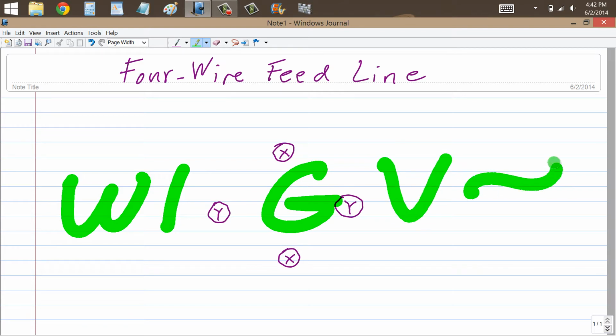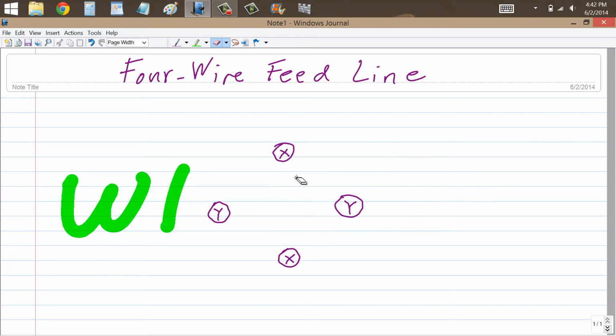W1GV. Whiskey 1, good vibrations at your service to talk about a form of balanced line that you may never have heard of. And it's not very common these days, but it's still just as good an idea as ever. It is a balanced line called a four-wire transmission line.